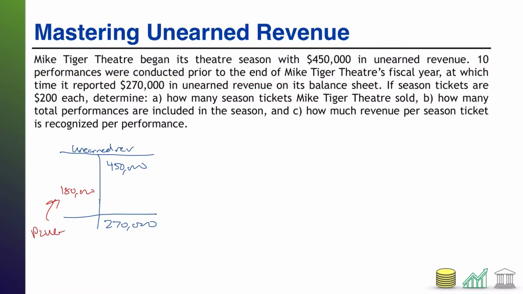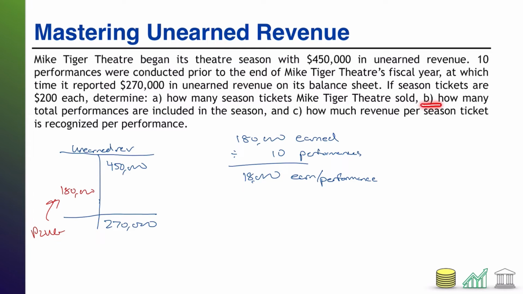So now we can go another step with this. We can say, well, if we know that we had 180,000 of our liability was earned over 10 performances, that means we must be earning $18,000 per performance. Now, I'm going to go ahead and tackle B of our questions.